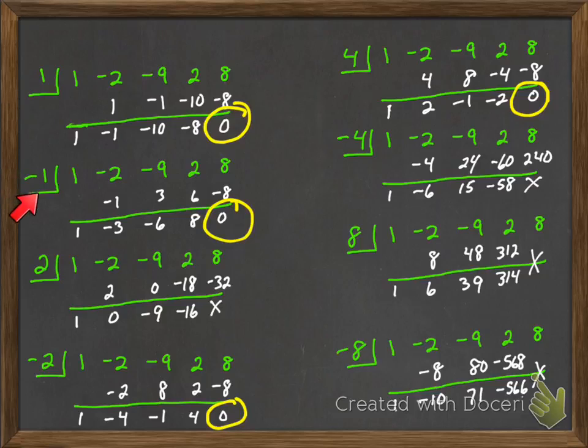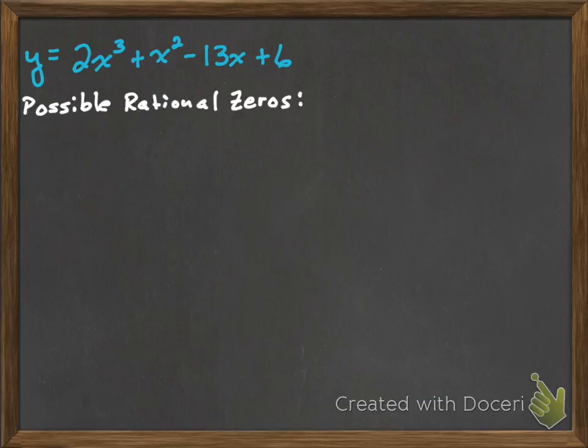1, -1, -2, and +4. Those are the actual zeros, ±1, -2, and +4. If we were to graph that polynomial, these are the 4 places where that polynomial would intersect the x-axis. Alright, so let's take a look at another example here.